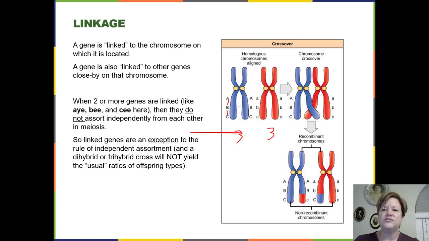All right? So when genes are linked, they will tend to assort together in meiosis. In other words, if this was the layout of our two homologous chromosomes, if there was no crossover, then most of your gametes would either get a big A, big B, big C, or a little a, little b, little c. That would be most likely. If there was a crossover, that would be the only way that you would get a slightly different combination. All right?